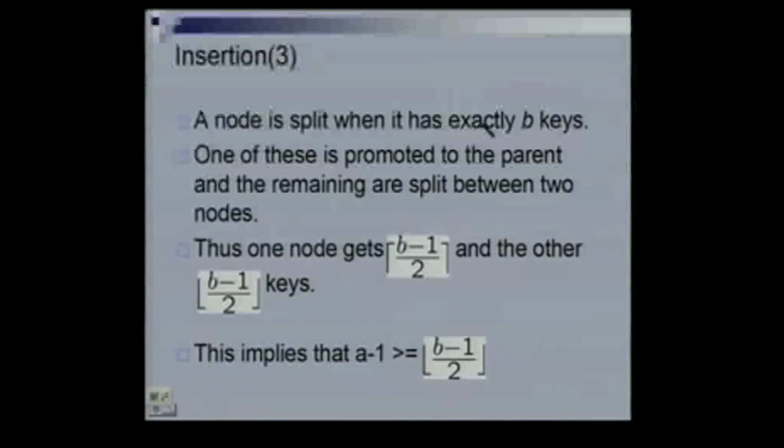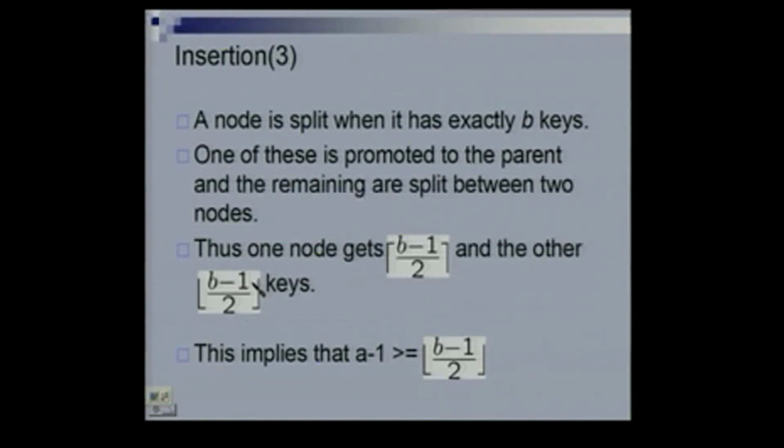So that is exactly what is being said here. A node is split when it has exactly B keys. You understand why exactly B? Because earlier it had B minus 1, and I was trying to put in one more there, so it has exactly B. One of these is promoted to the parent and the remaining are split into 2. What is the remaining? B minus 1 is getting split into 2. So one part gets B minus 1 by 2 rounded up and the other part gets B minus 1 by 2 rounded down.